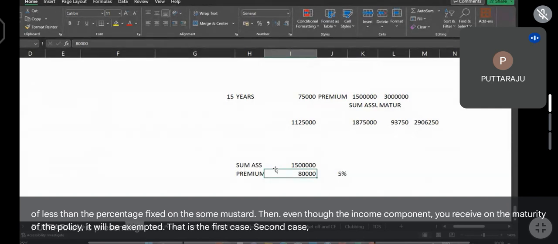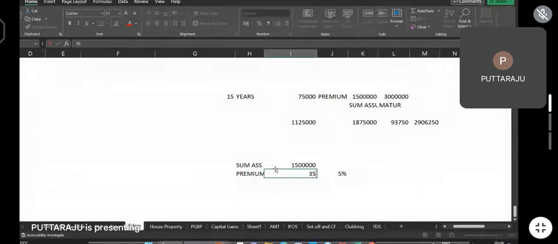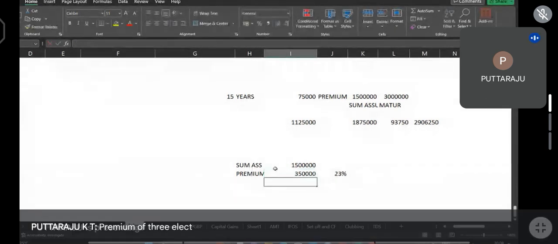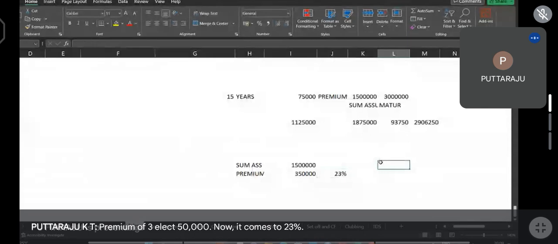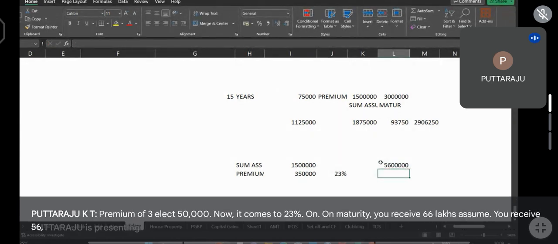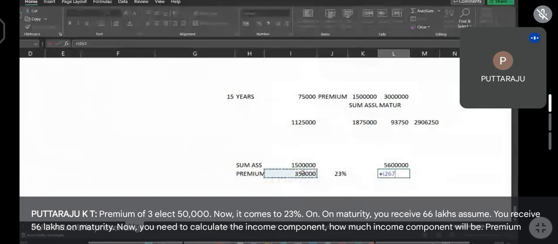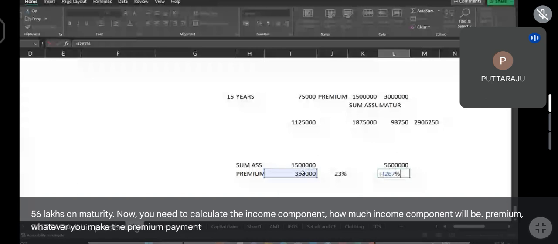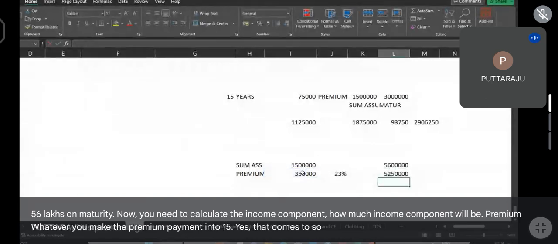Second case, assume that you have made a premium of 3,50,000. Now it comes to 23%. On maturity, you receive 56 lakhs, assume. Now you need to calculate the income component. How much? Income component will be the premium, whatever you pay, into 15 years. That comes to 52,50,000.